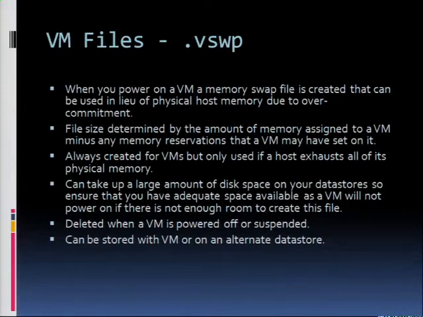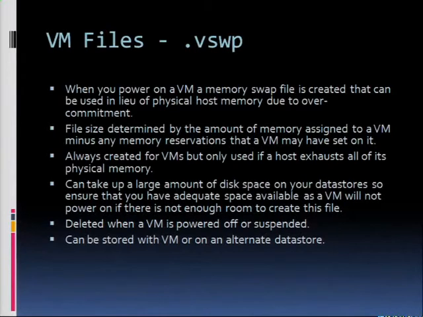Also, you can specify alternate locations for these files. If you don't even want a file to be created and you want to guarantee the VM has all the host memory that's assigned to it, you can set the memory reservation to, if it's a 4 gig VM, a memory reservation of 4 gig. This file will be created, but it'll be 0 bytes, and it won't take up any room on your data stores. You can also specify alternate locations if you don't want these residing on your expensive SAN disk. You can put them on local storage or maybe some cheaper storage tier.